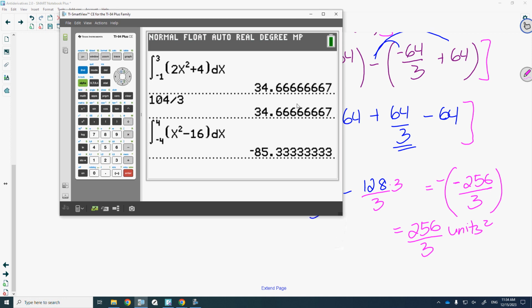So our calculator gives us a negative answer, but we know based on the graph that our total area would be the positive value, or the absolute value, of that answer.